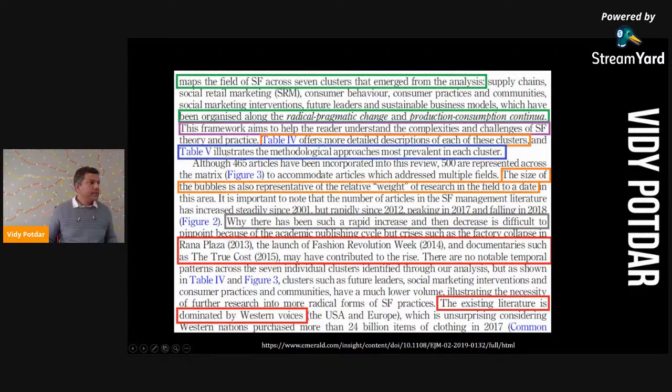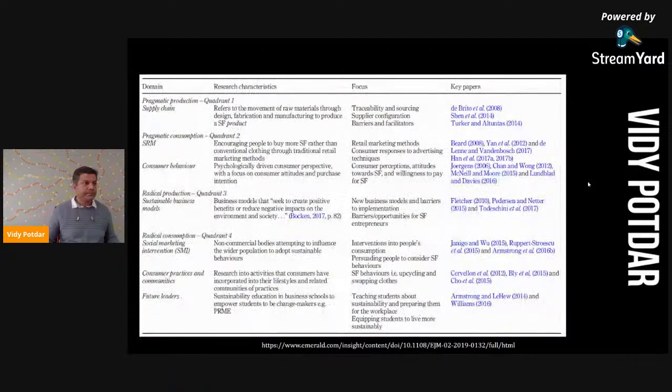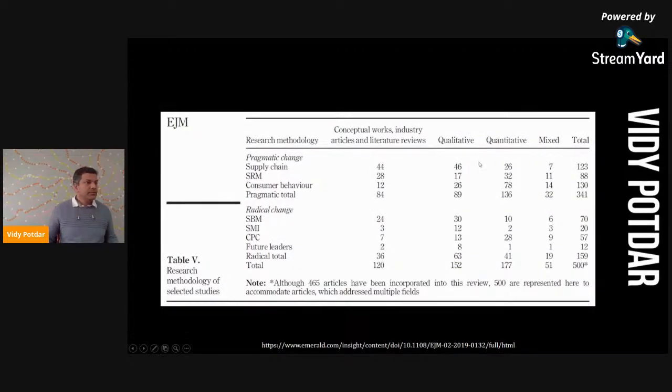Okay, so table 5 illustrates the methodological approaches most prevalent in each cluster. So this is another way of representing some information in a table. Let's look at that now. So qualitative, quantitative, mixed, 3 different methodologies. And on the left, you can see those clusters or bubbles. So which ones have used which kind of methodology, you can represent that in a table as well.